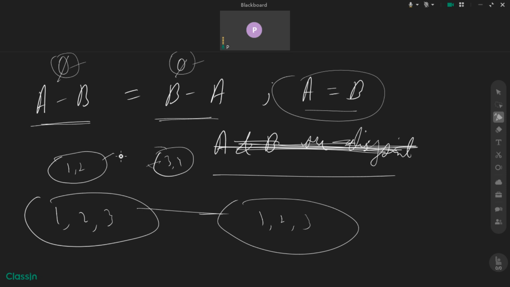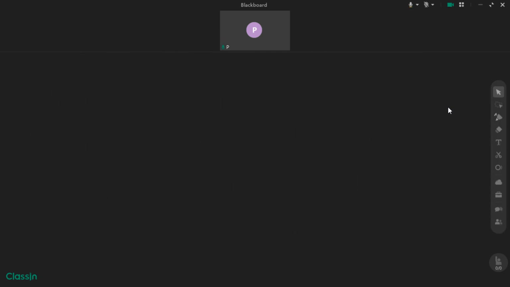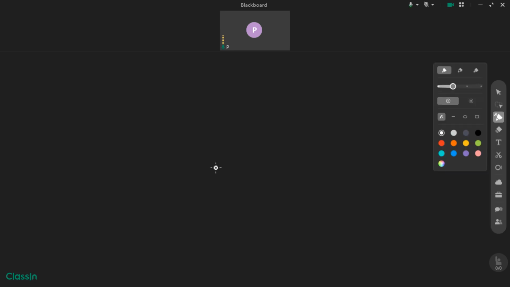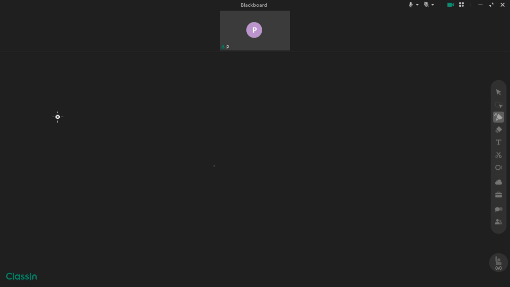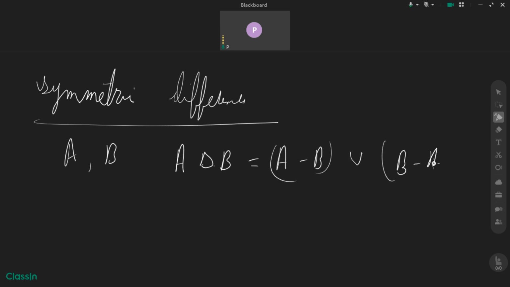So this was about some properties of union, intersection, and difference. Now let us see the symmetric difference, the last operation. If I have two sets, let us say A and B, then the symmetric difference A symmetric difference B is equal to A minus B union B minus A.